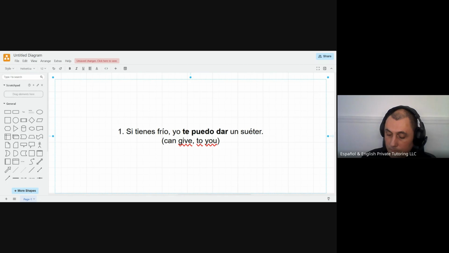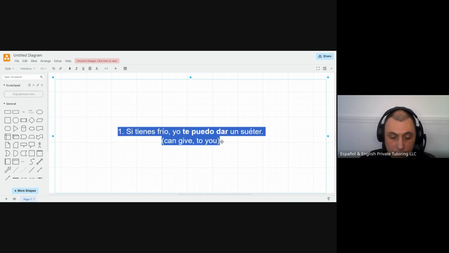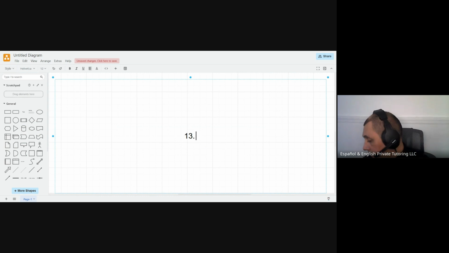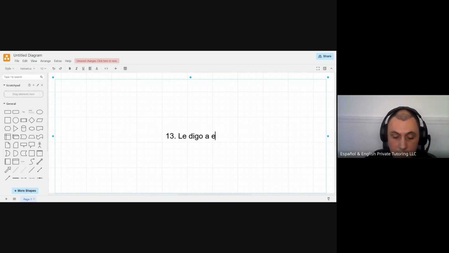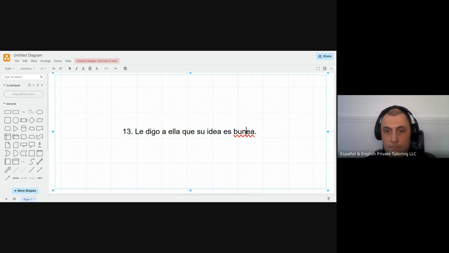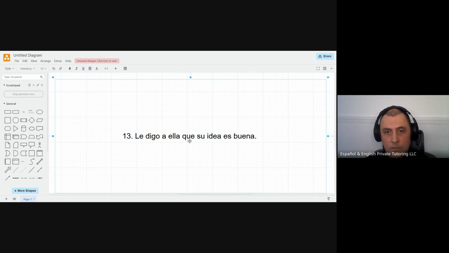On page 171, exercise 10.11, number 13. The 13 is like this. Le digo a ella que su idea es buena.